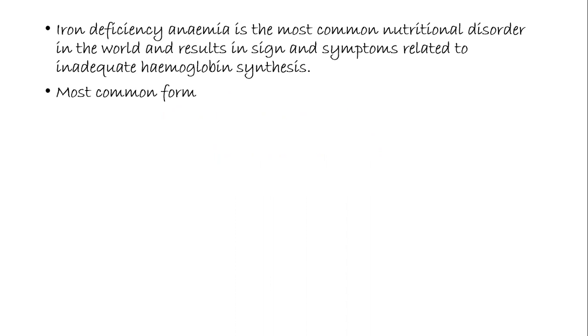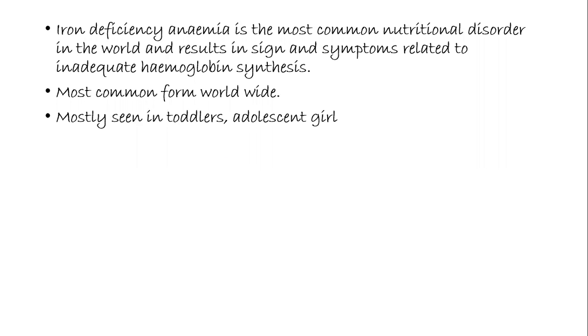This type of anemia is the most common form in the whole world. Mostly, this type of anemia is seen in toddlers, adolescent girls, and women of childbearing age. So we can say that this type of anemia occurs in children and girls from almost 12 to 28 years of age.